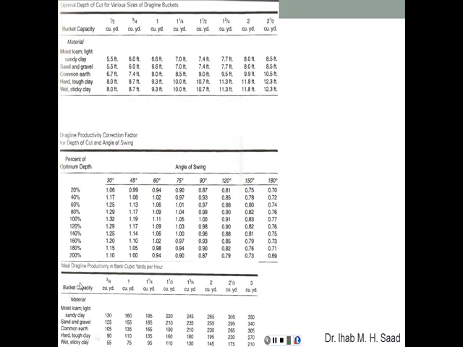And the ideal dragline productivity in bank cubic yards per hour, again based on the type of soil and the size of the bucket, similar to what we have seen before, is going to give you the ideal production rate based on the bucket size.